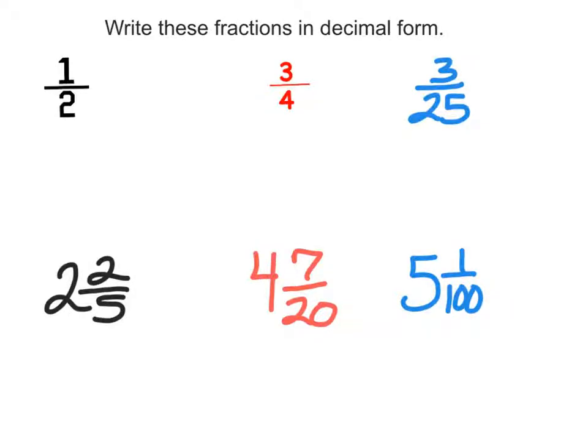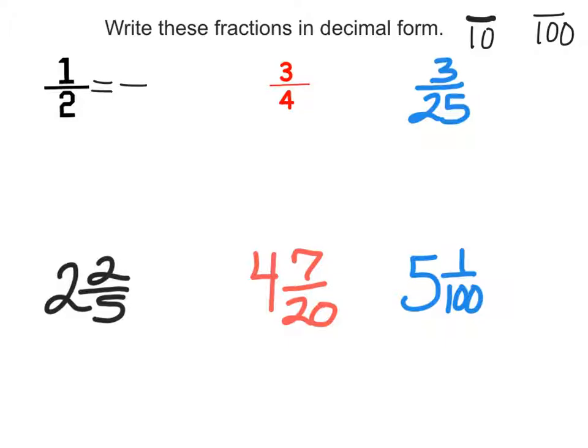Welcome back, mathematicians. We are going to rewrite these fractions in decimal form. So one thing we know that we really want to do is that before we can convert any fractions into decimal form, the denominator either needs to be 10 or it needs to be 100, because those are the place values to the right of the decimal point. So looking at our first fraction, 1/2, we do not have a fraction that has a denominator of 10 or 100, but we can make it pretty easily.